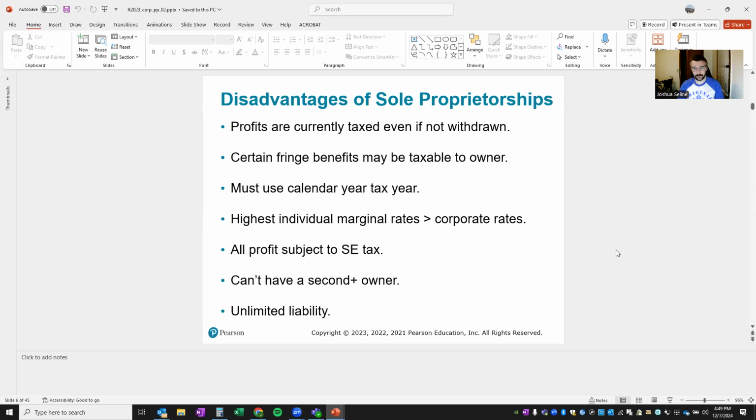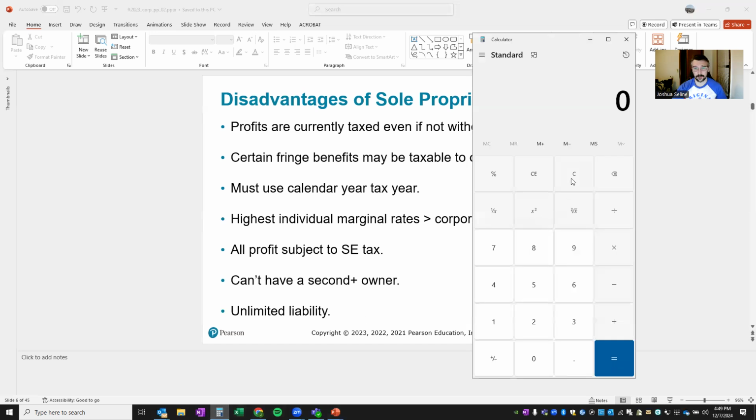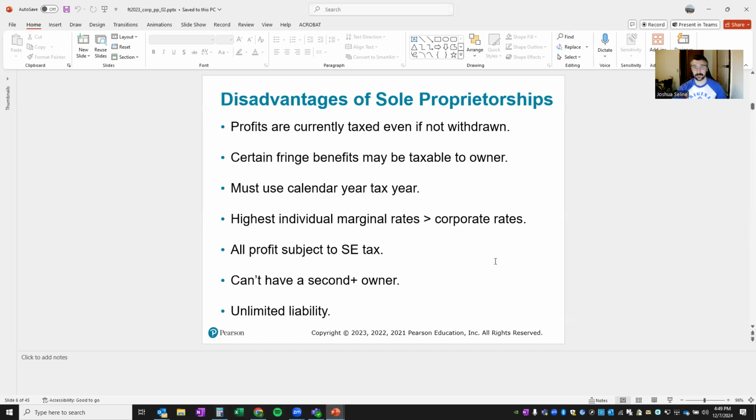That's a big one. Again, I think I've given this example before, but if we have 100,000 net income from a disregarded entity, multiply that by 92.35%, that by 15.3%, so 14,130 just in self-employment tax, plus that 100,000 gets added to your ordinary income. So it can be a lot of tax with sole proprietorships. Can't have a second owner and unlimited liability. That's unless you're a limited liability company, but for the purposes of this, we're not an LLC, we're just a Schedule C with no LLC designation.